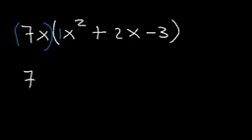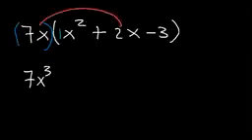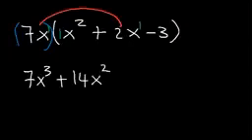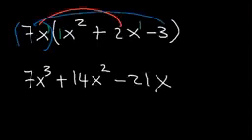Therefore, 7x times x squared is 7x cubed. Now what is 7x times 2x? 7 times 2 is 14. x times x, or x to the first power times x to the first power, 1 plus 1 is 2, so it's x squared. And then 7x times negative 3 is negative 21x. So that's how you can multiply a monomial by a trinomial.